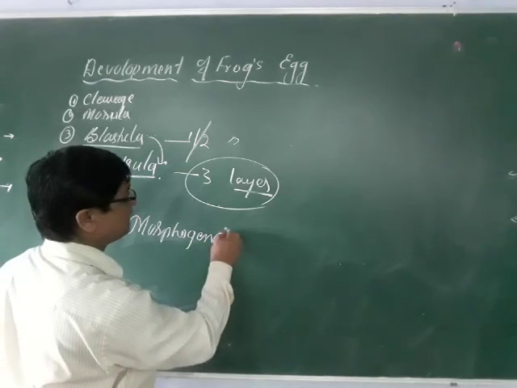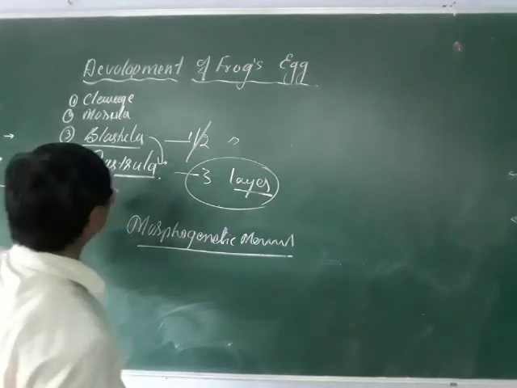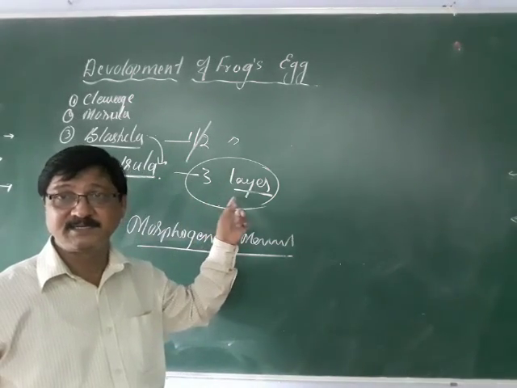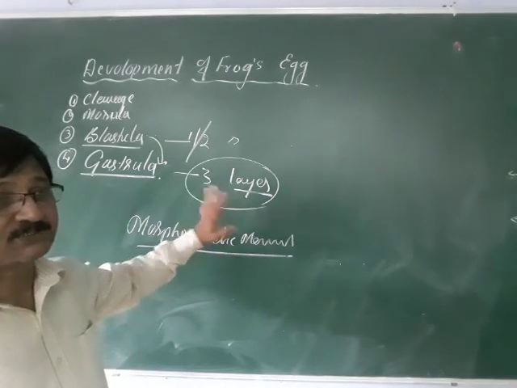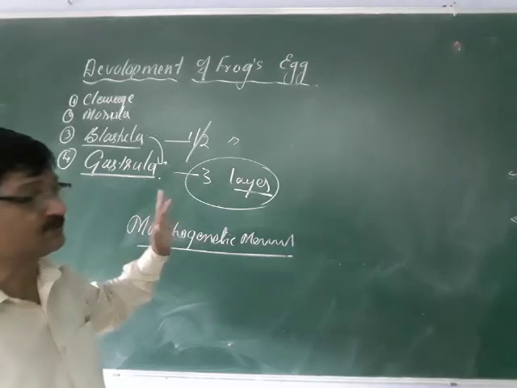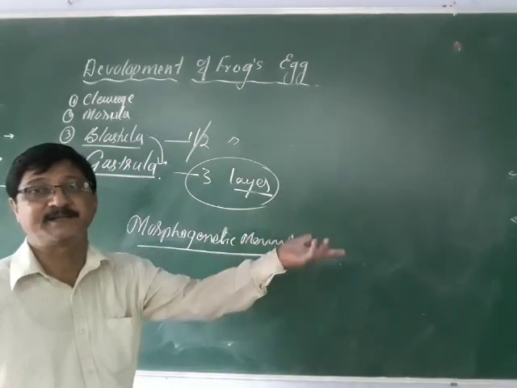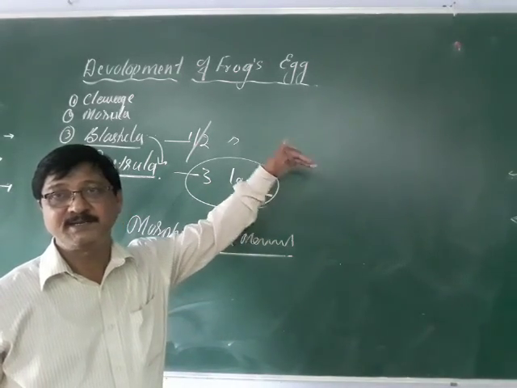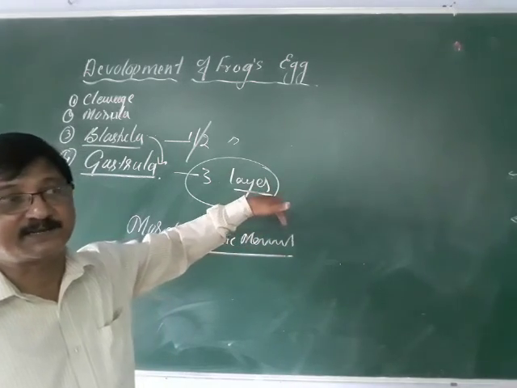Morphogenetic movements. So what is the gastrula here? That is the displacement of blastula resulting into three layers along with formation of gastrocele or the archenteron. Gastrocele is also called the archenteron. That is the future alimentary canal. Later I will explain how it is developed. So blastocele will disappear, and instead of blastocele, gastrocele or the archenteron will be developed.